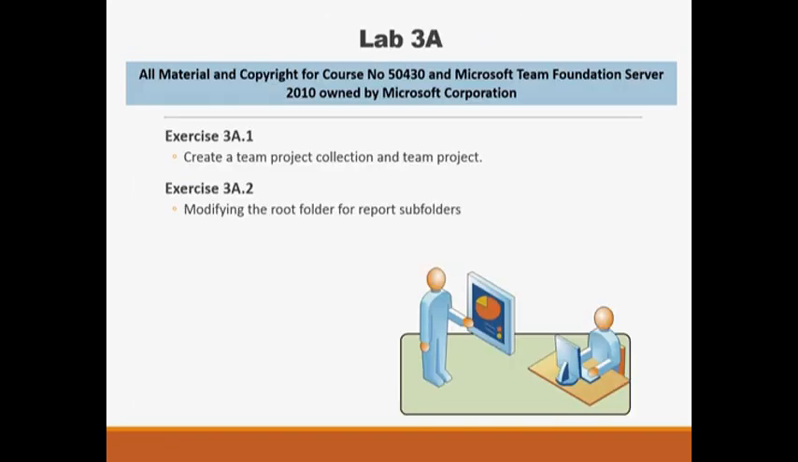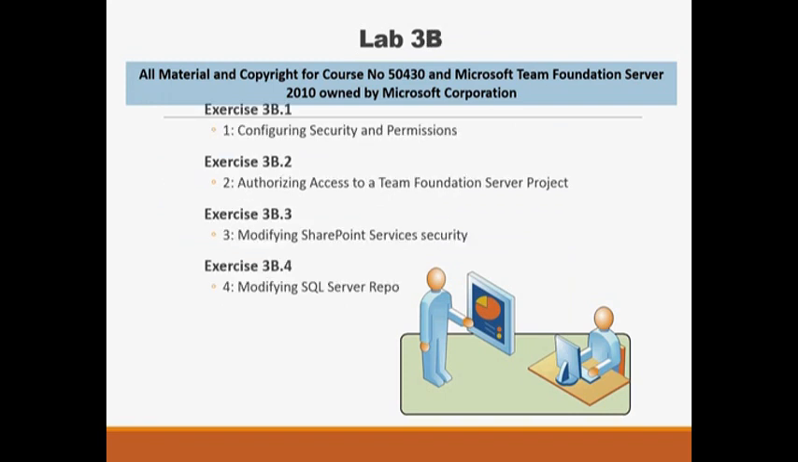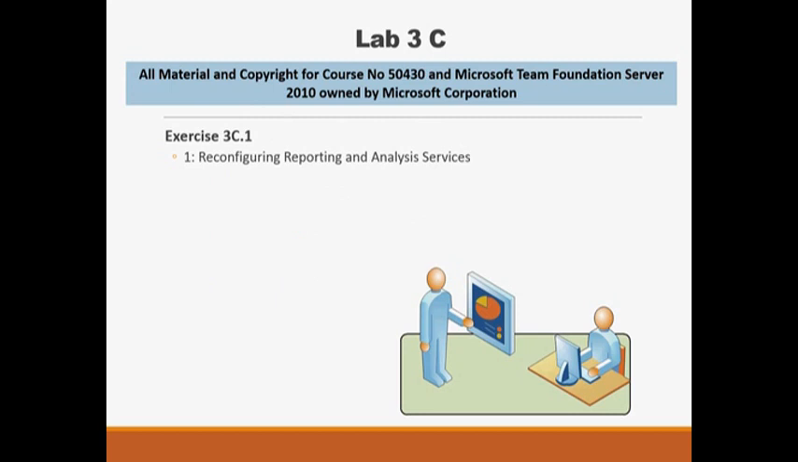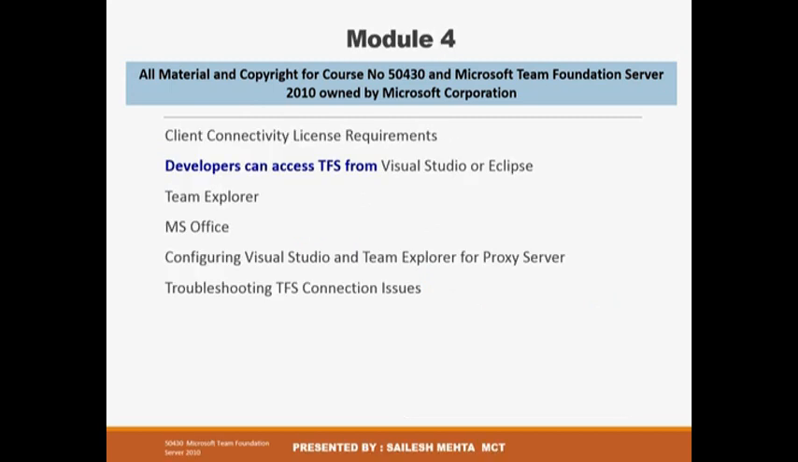This is the Lab 3A for Module 3. Exercise 1 is creating a team project collection and a team project. And then part 2 is modifying the root folder for the report subfolders. Then in Lab 3C, we will talk about reconfiguring the reporting.